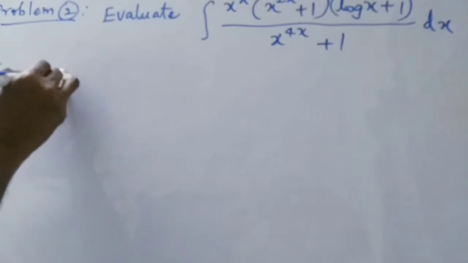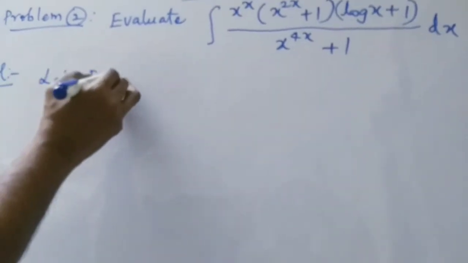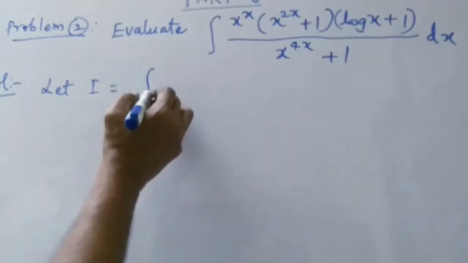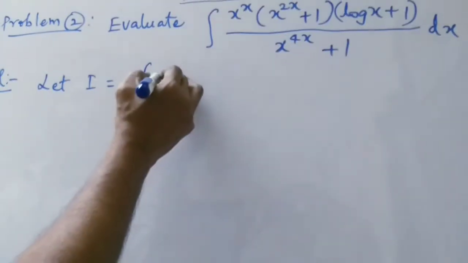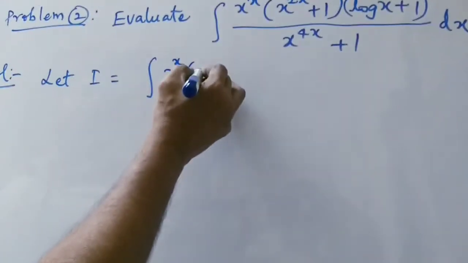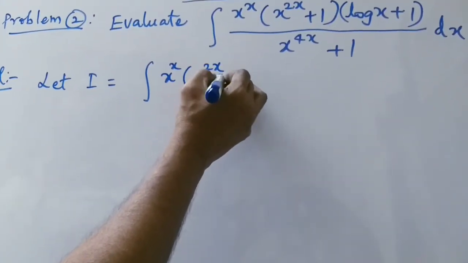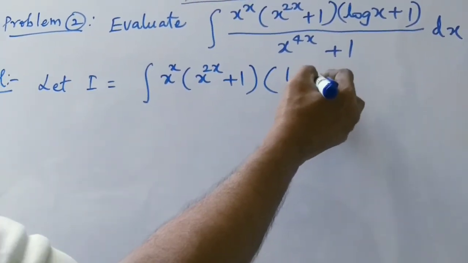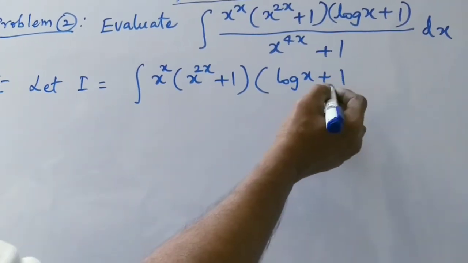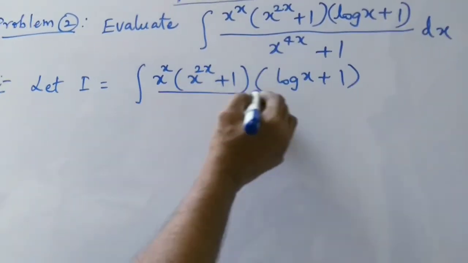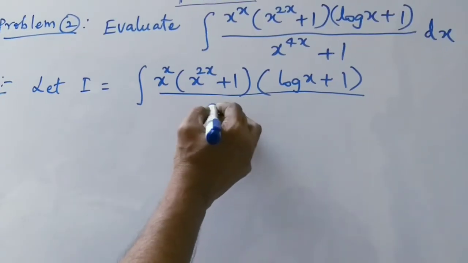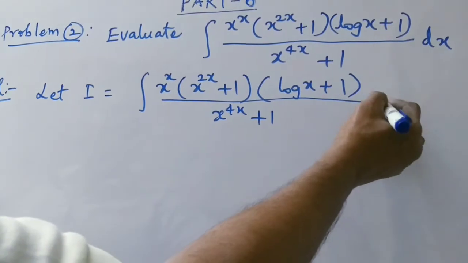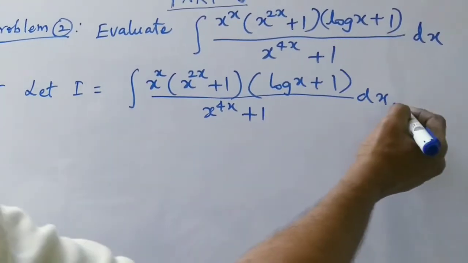Now let I is equal to integral of x to the power of x of x to the power of 2x plus 1 into log x plus 1 whole divided by x to the power of 4x plus 1 dx. It indicates 1.